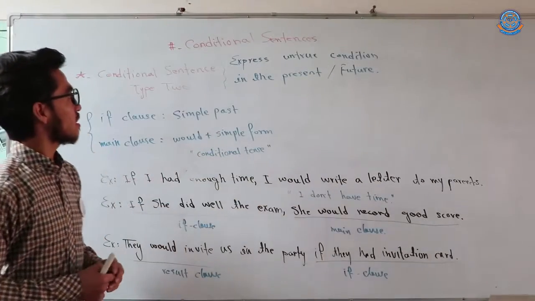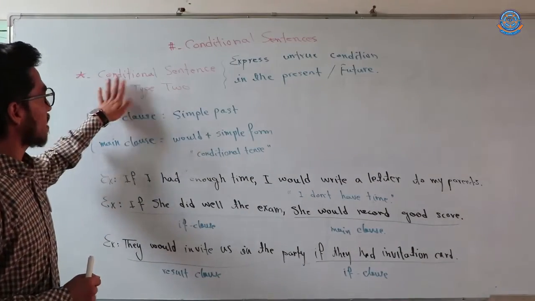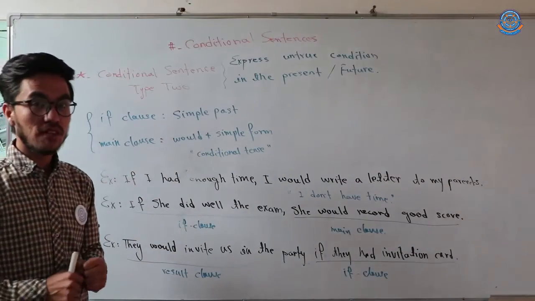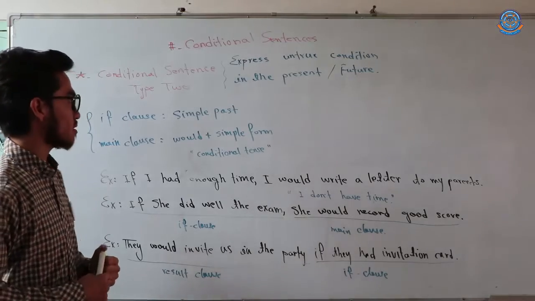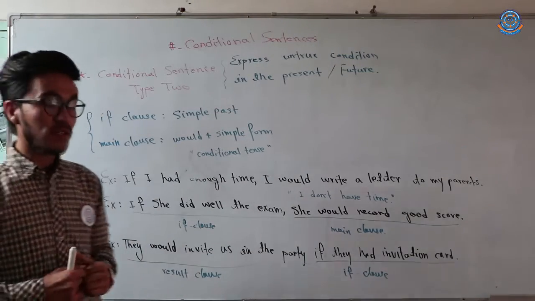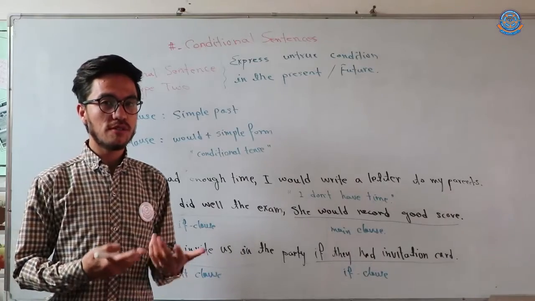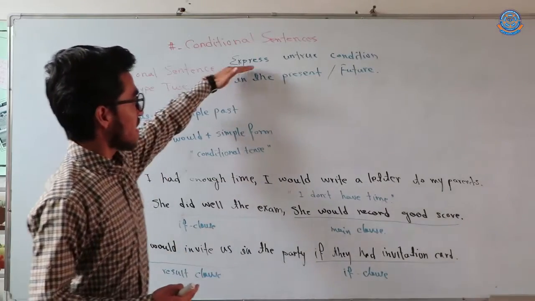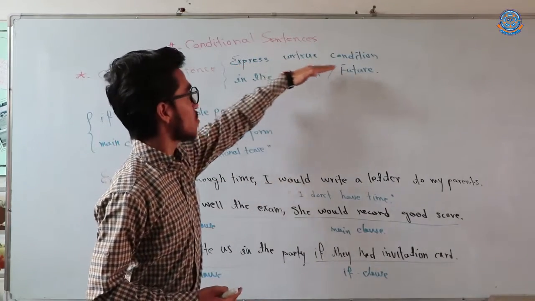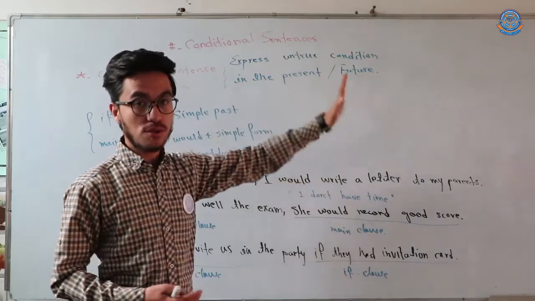Okay, that's good. Let's talk about the next one, conditional sentence type 2, the second type of conditional sentence. Conditional sentence type 2 is talking about which kinds of condition or limitation. It expresses untrue condition in the present or future.